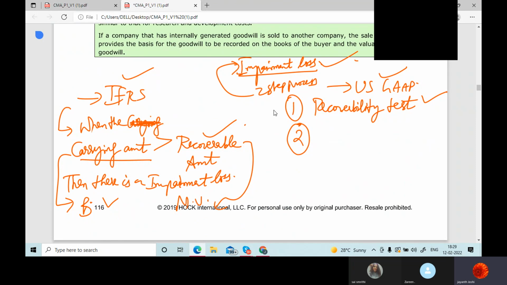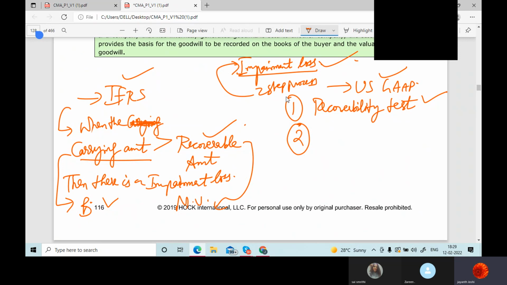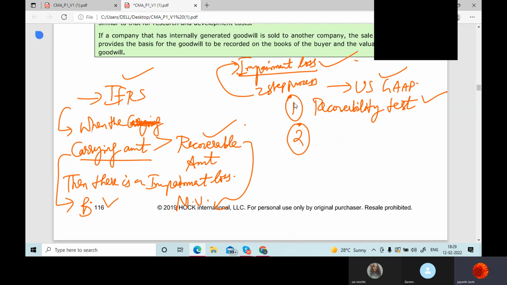I'm sorry, I'll just change my words once again. The step one is recoverability test. That means if you are not able to recover the asset's value, then definitely the asset is not passing the recoverability test. That means it is failing the recoverability test.